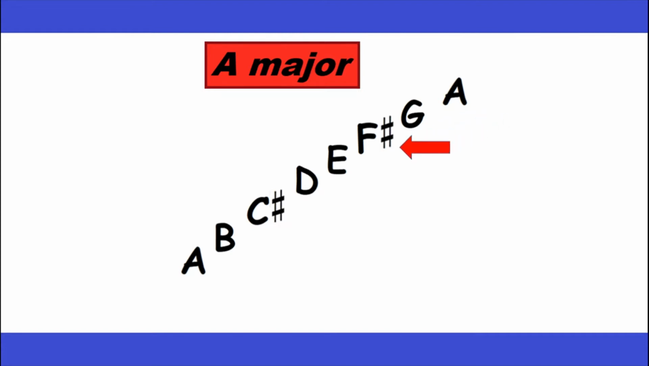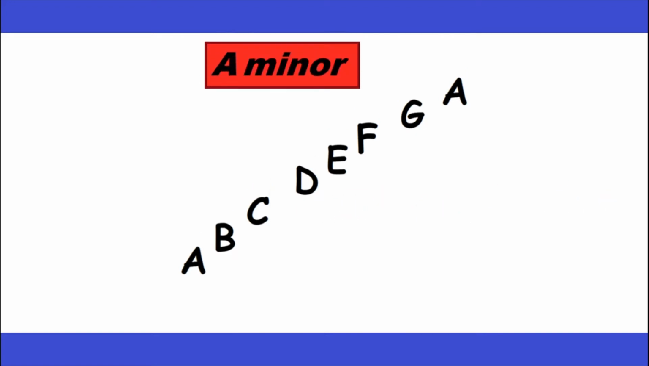F sharp is note number 6, and a flattened F sharp becomes just F, and C sharp is note number 3, and a flattened C sharp becomes C. This wasn't so hard after all, and we have just created an A minor scale. Well done, everyone. But wait.